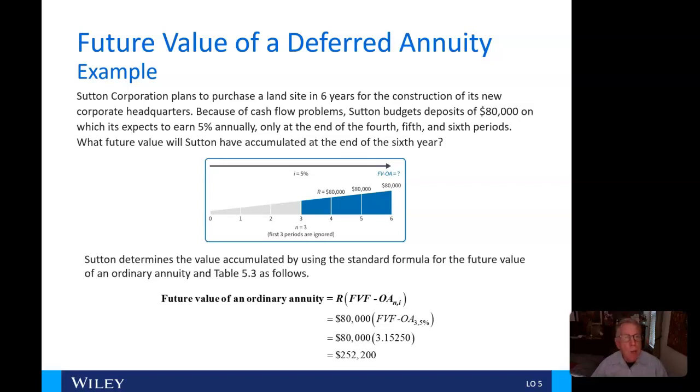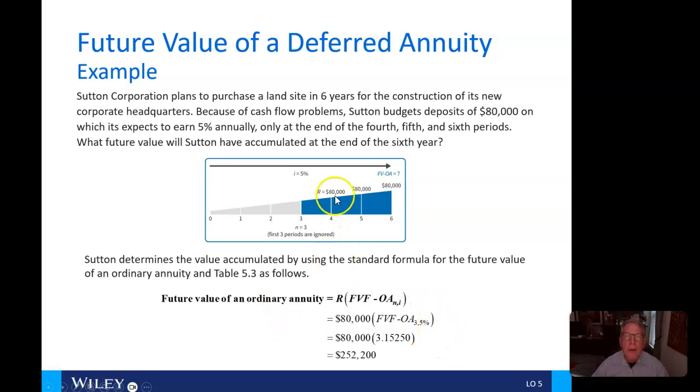Because of cash flow problems, Sutton budgets deposits of $80,000 on which it expects to earn 5% annually, only at the end of the 4th, 5th, and 6th period, however. What future value will Sutton have accumulated at the end of the 6th year? So this is graphically displayed here very nicely, and we want to know what that value is. So we're going to determine the value of that.